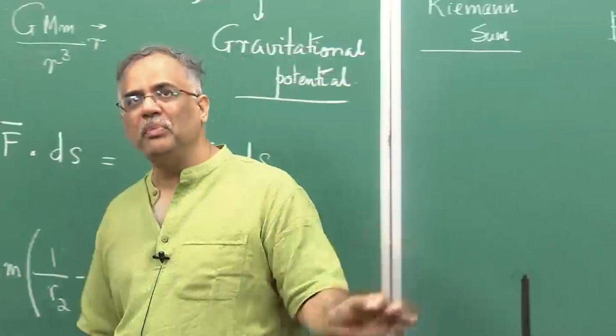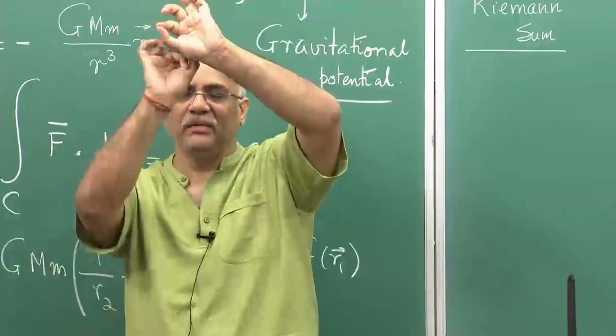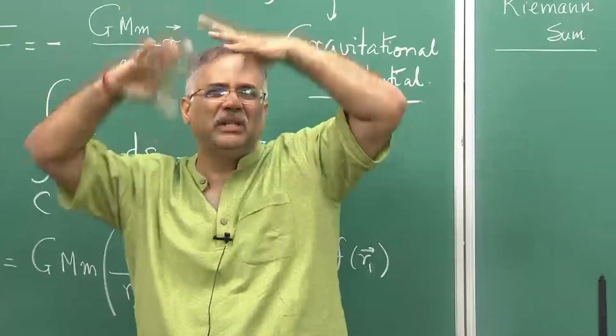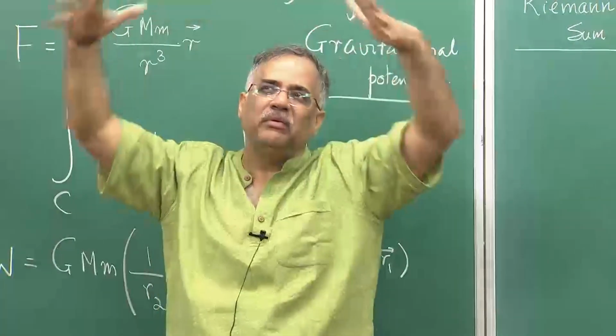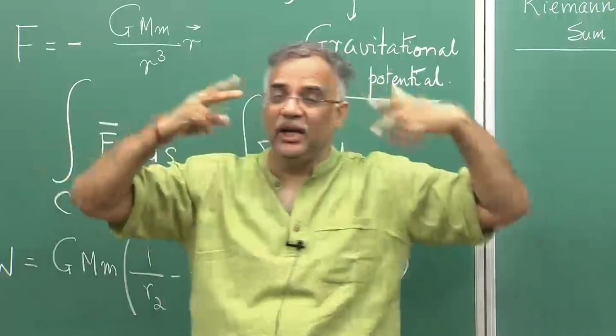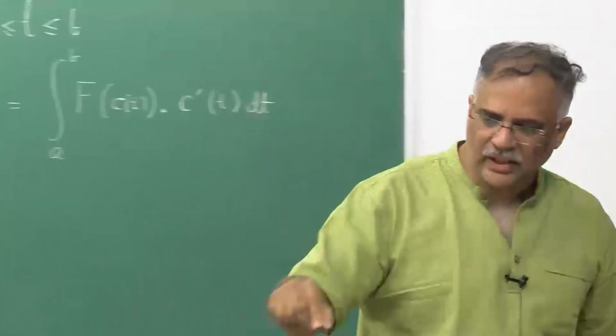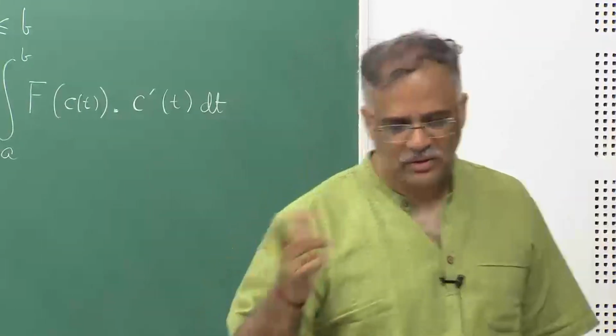If you can parameterize a curve by a single variable, can a surface be parameterized? I may not know whether it is the graph of any function, but if I have a surface, can I parameterize it by 2 variables, 2 real numbers? The answer is yes, and that is what we will discuss in the next class. So, thank you once again.